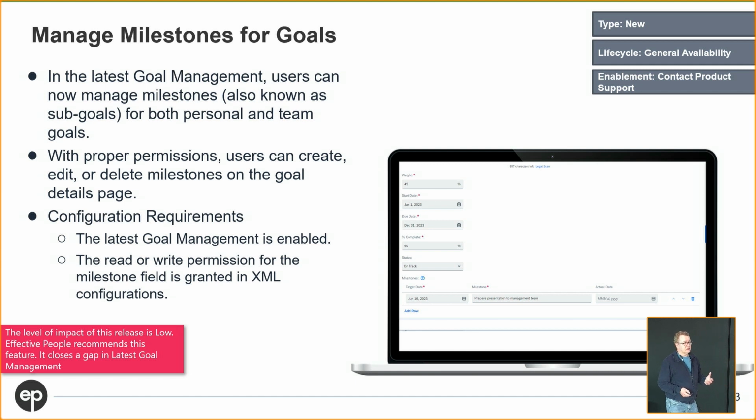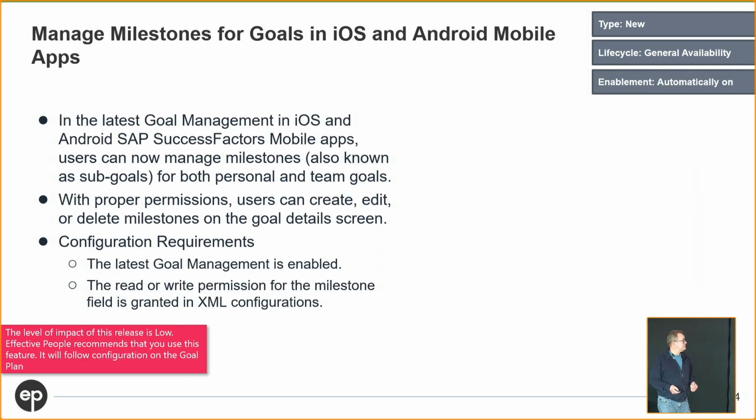And we recommend that if you used milestones in the legacy version, you upgrade to this and test it. And if you are not using milestones currently, you should also test it so you can see if this is something that can benefit your organization. And of course, when it's enabled in the system, it will also be available in the mobile app. So you can also manage milestones, create new milestones, update milestones, also for team goals from the mobile app.